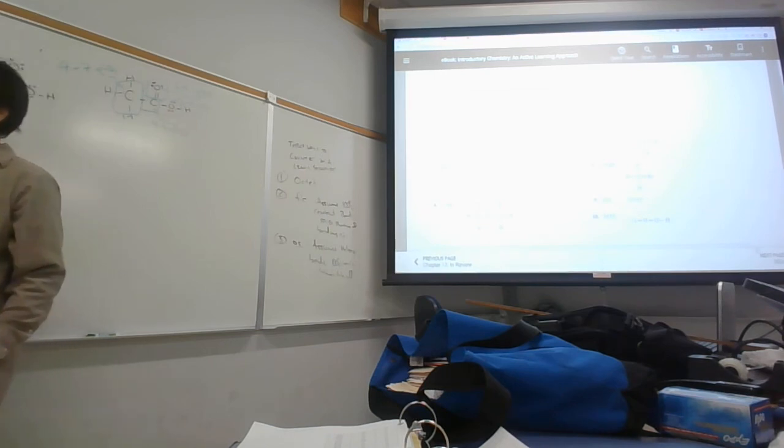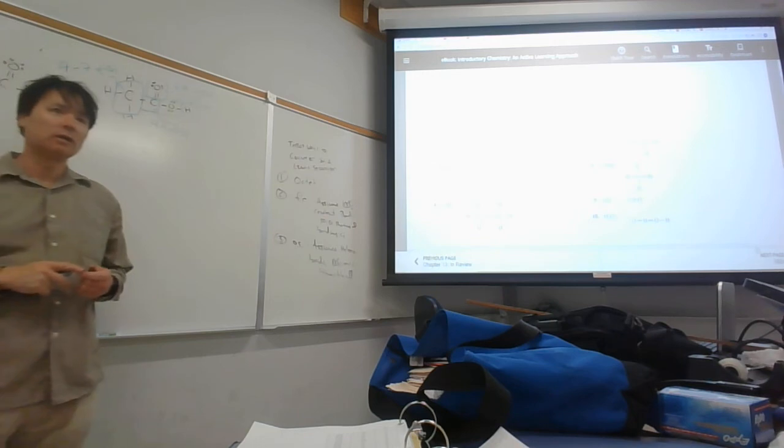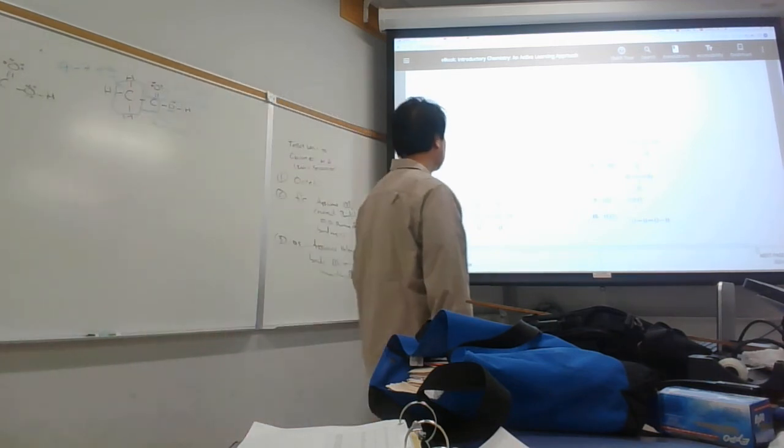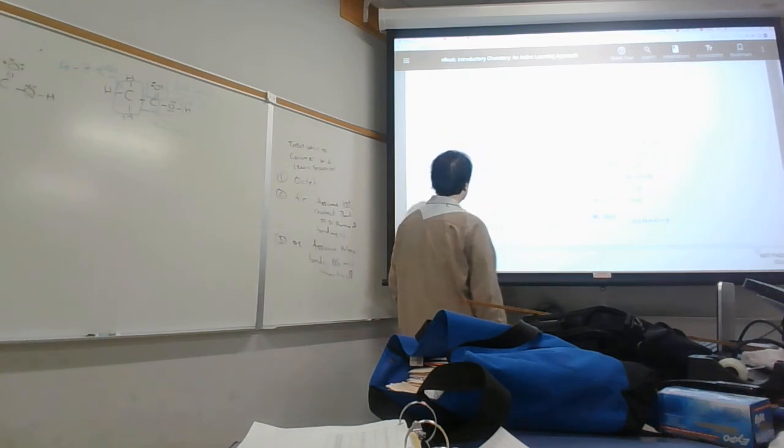We have 3 resonance forms that we can draw for this that are going to help stabilize this structure as well. Resonance forms help delocalize the electron density.